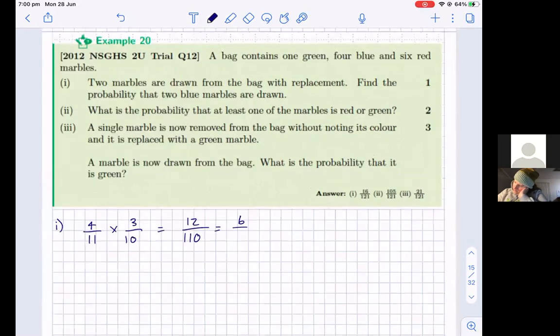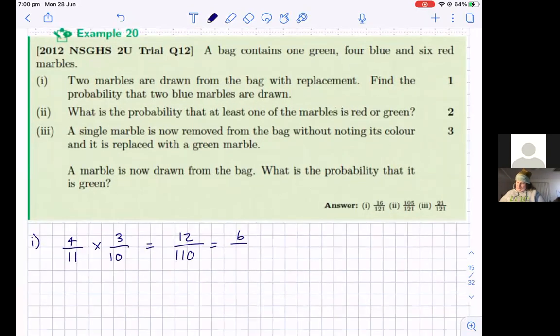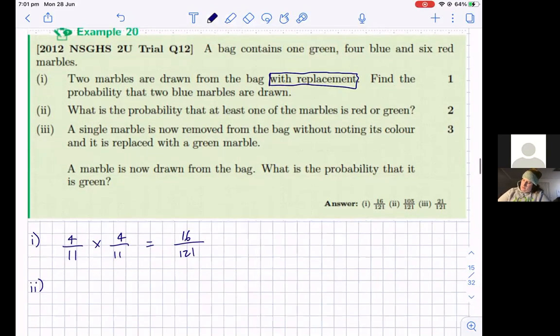What have I done wrong? Oh, with replacement. We've left the marbles in the bag. So 4 over 11 times 4 over 11, that's 16 over 121. Again, read the question. This is usually a sign that I'm getting a bit tired.